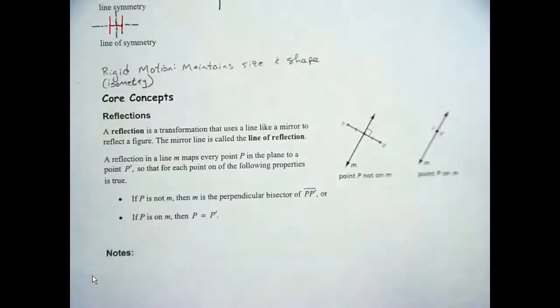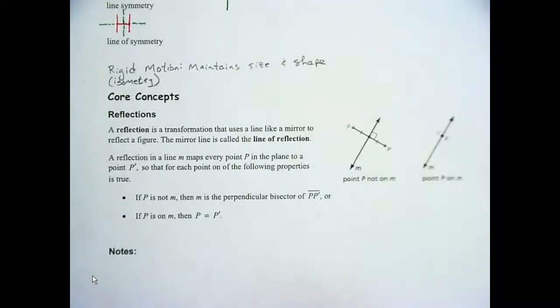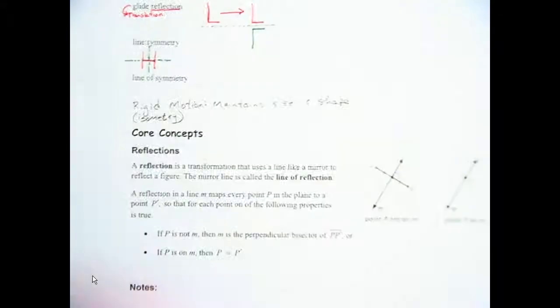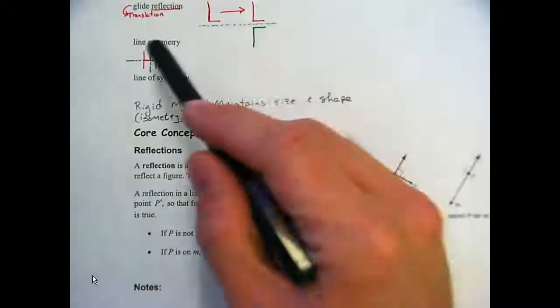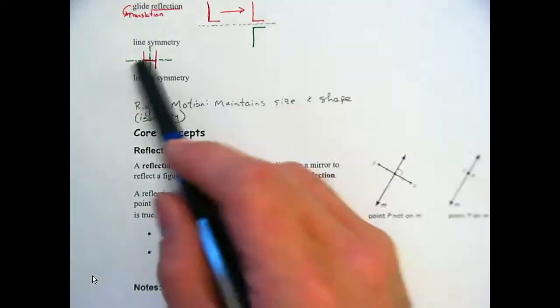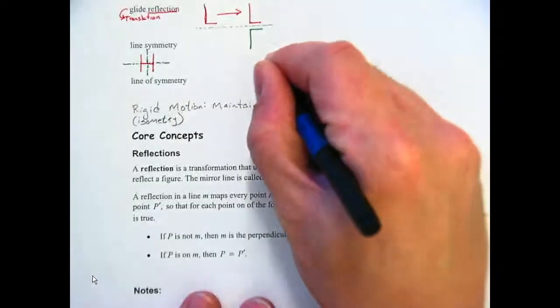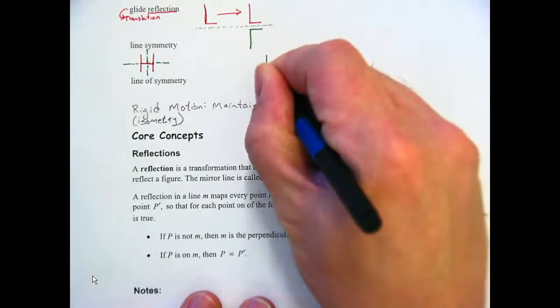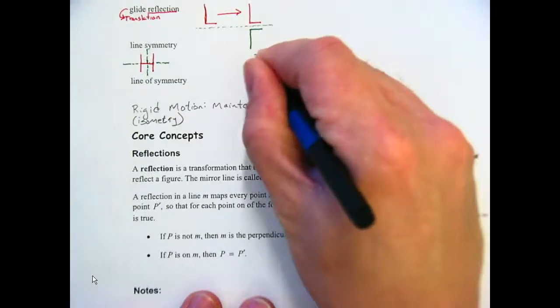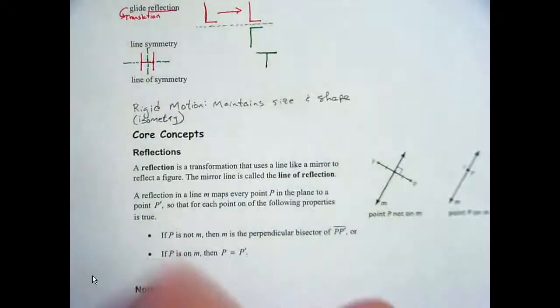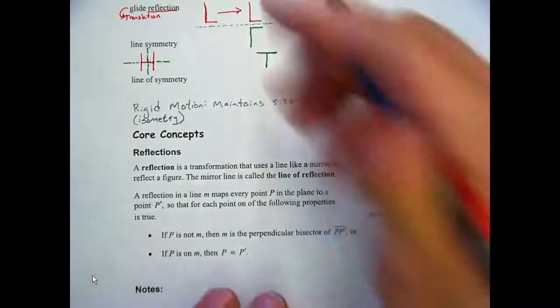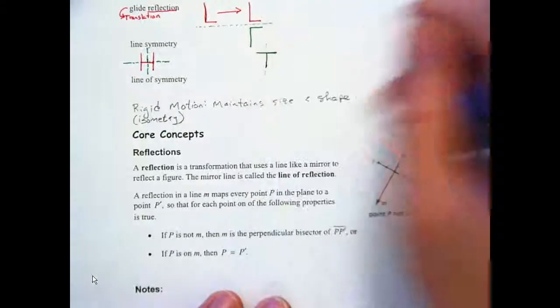So what's the difference between line symmetry and a line of symmetry? Something can have line symmetry, like the letter H has line symmetry. The line of symmetry for letter H are those lines we've drawn in. They're not the same thing. Let's say I take the letter T. Letter T has line symmetry. The line of symmetry is the line of reflection.